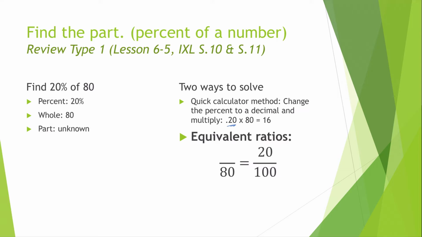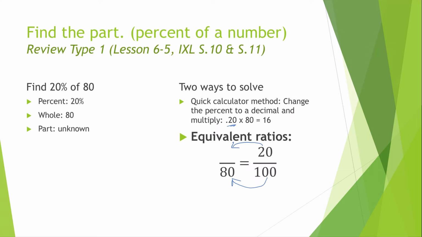And then you're just looking for ways to get from 20 over 100 to whatever would be over 80. However we get from 100 down to 80, that's what you would also have to do to get from 20 down to whatever the part is. So it's not easy to get from 100 down to 80, but we can still use a calculator and say, okay, 100 divided by what will give me 80?